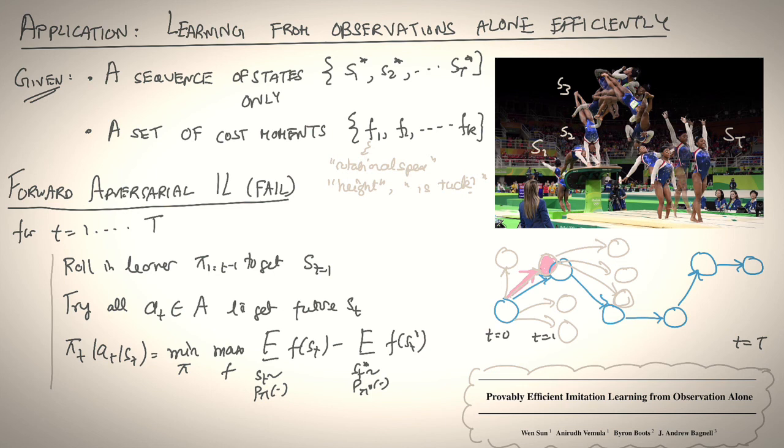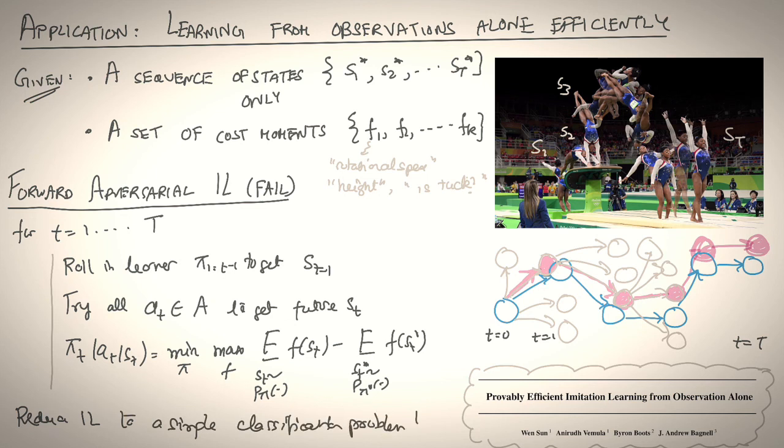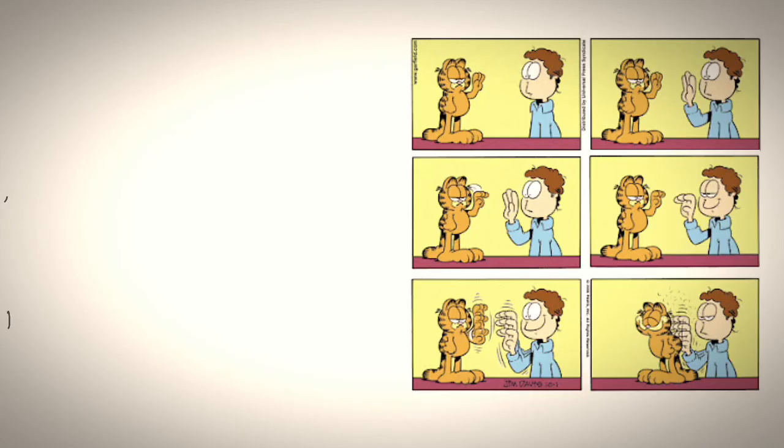And you keep repeating this. So again, the next time, pick an action that takes you as close to the demonstrated state, and so on, right? And every time we are solving for this policy, we are first finding the maximum moment f that distinguishes between learner and expert, and then we are updating the policy. And at the end of T rounds, we have a policy for every time step. So this algorithm reduces imitation learning to a simple classification problem that we can solve efficiently.